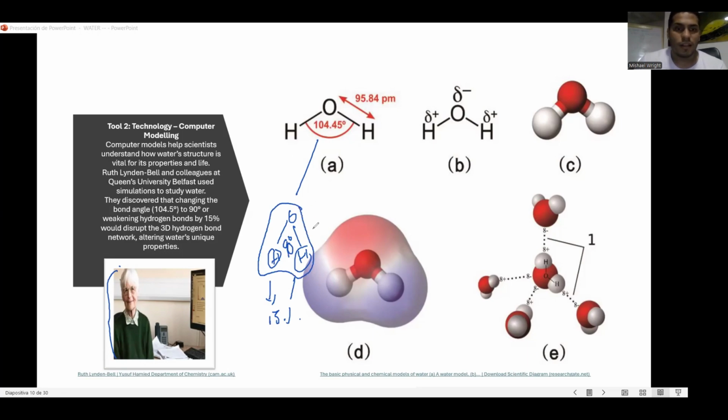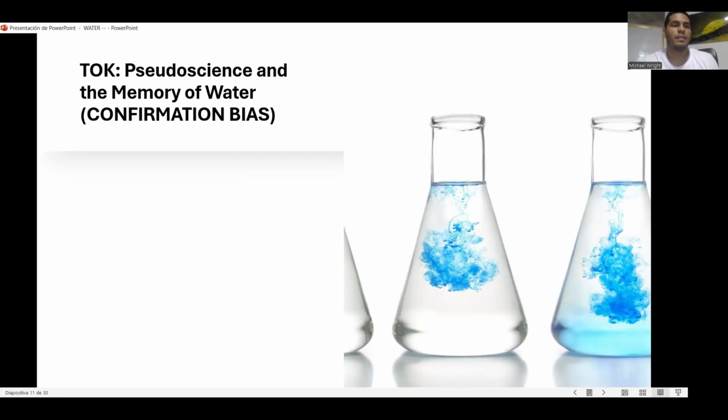They discovered that the water properties were going to be altered. So we have the pseudoscience and the memory of water. It's confirmation bias. Pseudoscience basically is something that is not supported by the scientific community, so it lacks rigorous methods such as the scientific method.